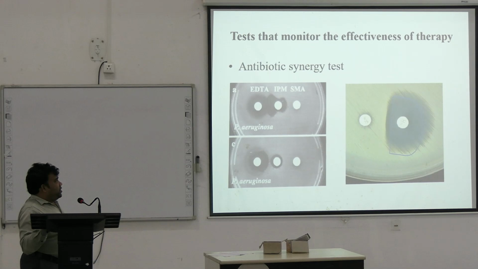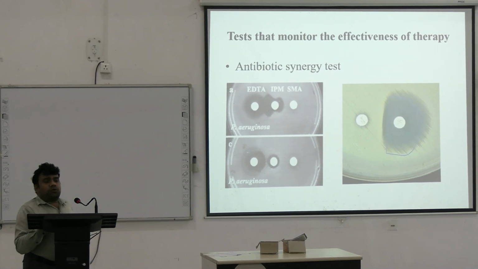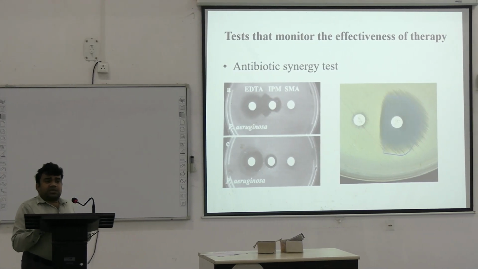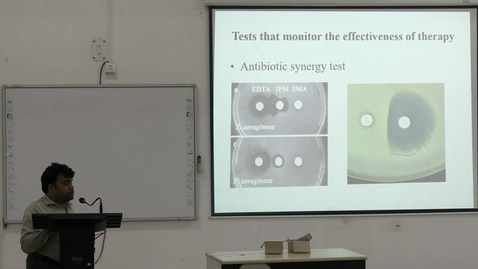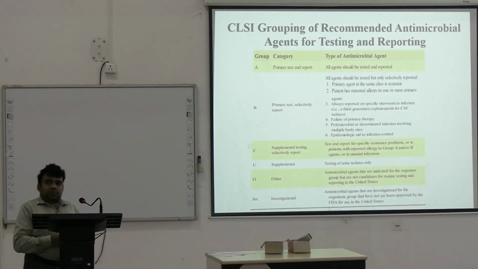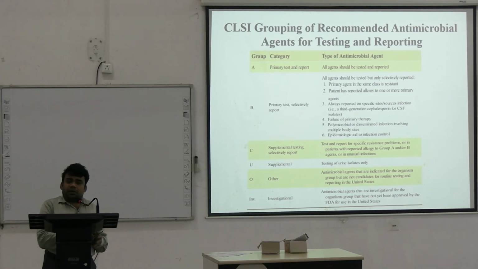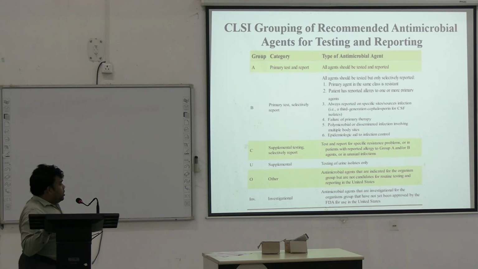Among many other effective tests, a very important one is the antibiotic synergy test. The synergy test also detects multiple drug resistance against multiple groups of antibiotics. Having done the test, it is reported. For that reporting, the CLSI has already given a particular grouping of antibiotics like A, B, C, U and others. What is this grouping?